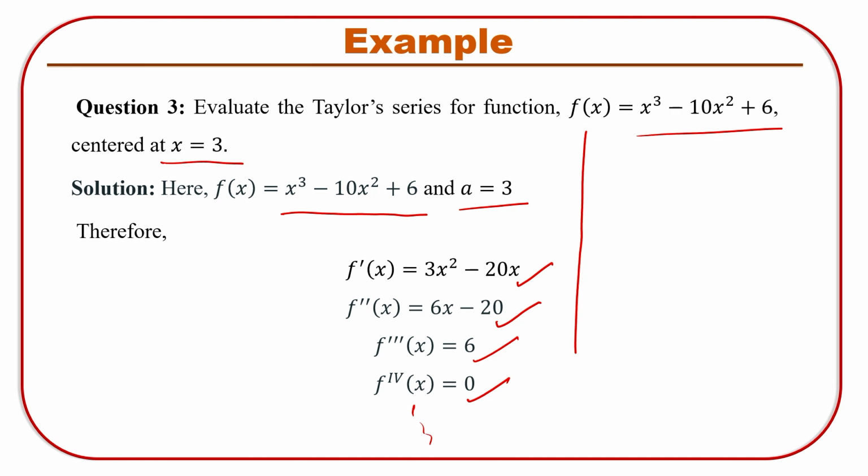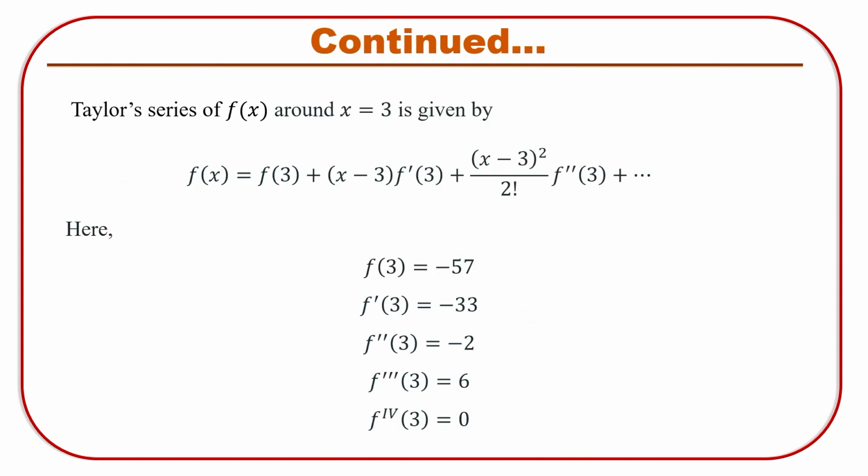Put the value x equal to 3. So, f dash of a is going to be 3 into 3 square minus 20 into 3. f double dash of a is equal to 6 into 3 minus 20. f triple dash of a is equal to 6, and f fourth onwards is going to be 0, right. So, using this you will find f(3) equal to minus 57, f dash minus 33, f double dash minus 2, f triple dash 6 and 0, and plug in these values in f(x).